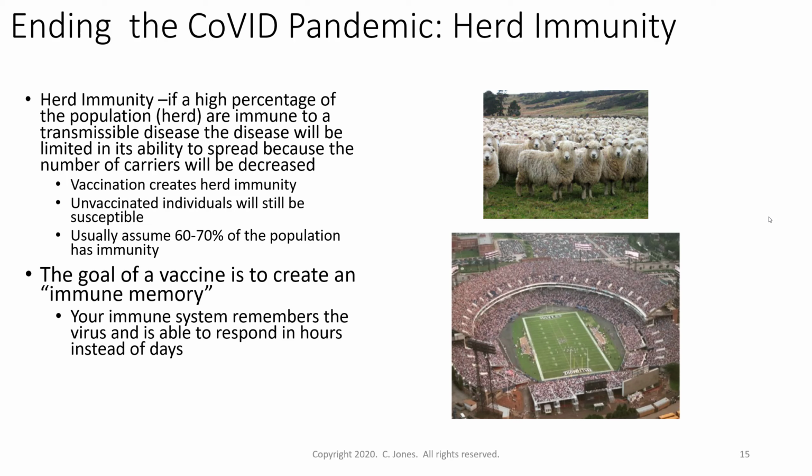And the catchphrase right now is this concept of herd immunity. And the idea behind herd immunity is if a high percentage of the population of us humans, we're the herd, all right, are immune to the transmissible disease, the disease will be limited in its ability to spread because there won't be any carriers. Every time the virus goes to infect a person, their immune system is already prepared to destroy the virus, so the virus transmission stops at that person who is immune.